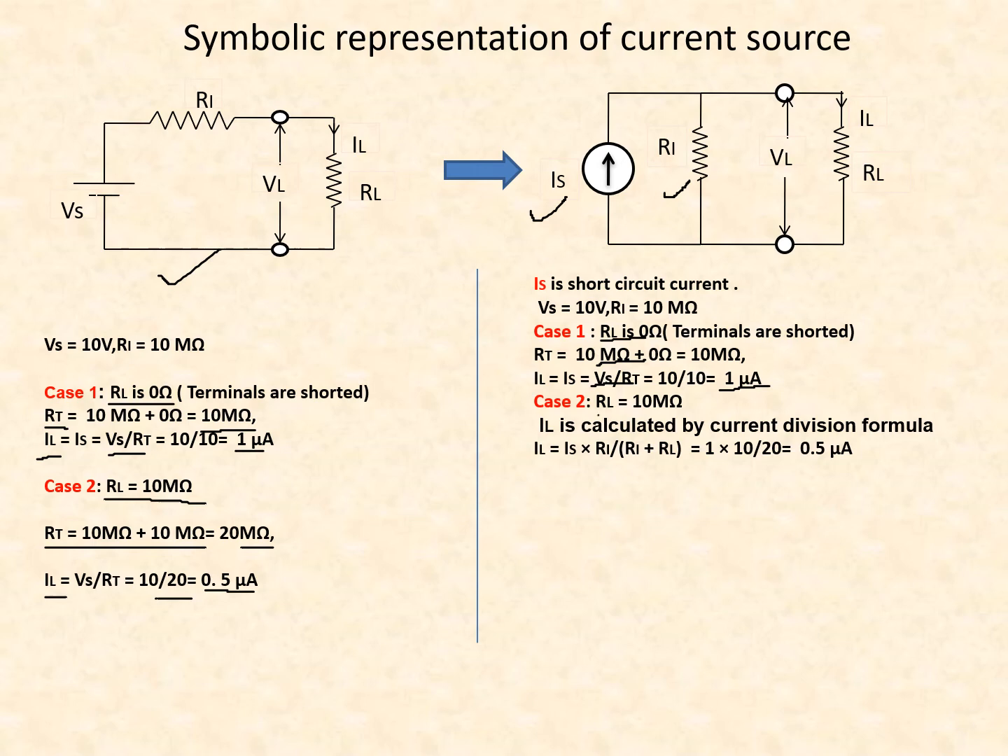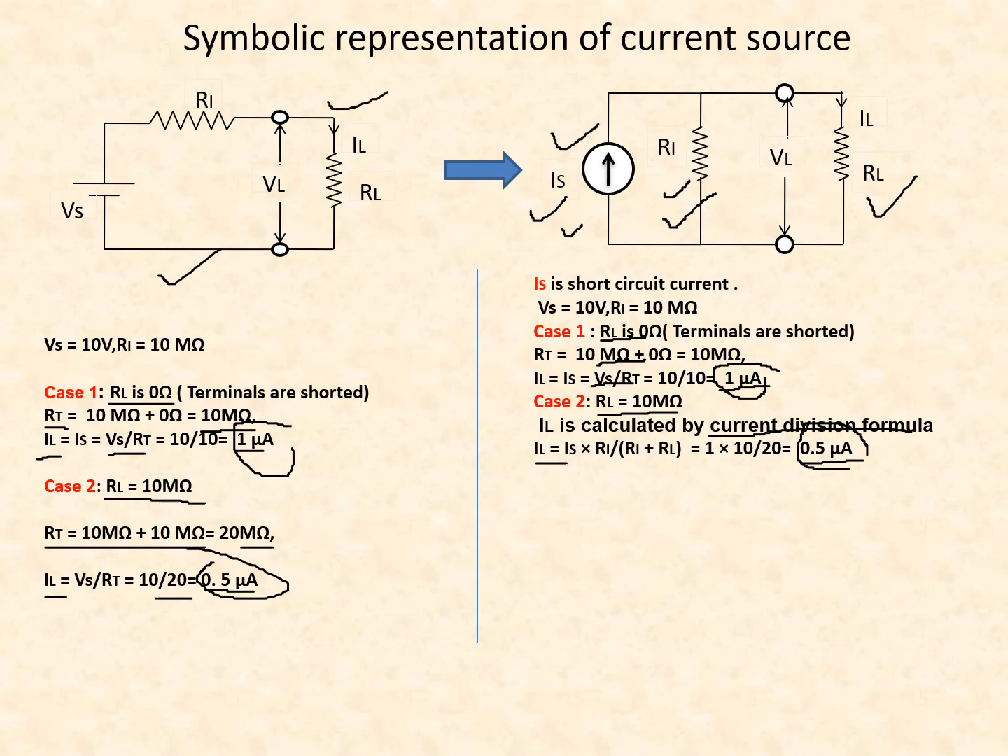Case 2, RL is equal to 10 mega ohms. So now this RL is 10, Ri is 10, and Is is equal to 1 microampere. So by current division formula, I am getting IL is equal to Is into Ri upon Ri plus RL, that comes to be 0.5 microampere. So I am getting 0.5 microampere here. Here also I am getting 0.5 microampere. Here I am getting 1 microampere. Here also I am getting 1 microampere. So we can say that this circuit is equivalent to this circuit.